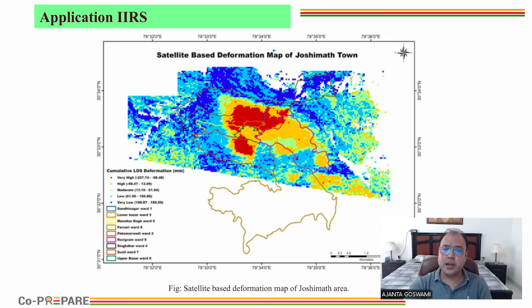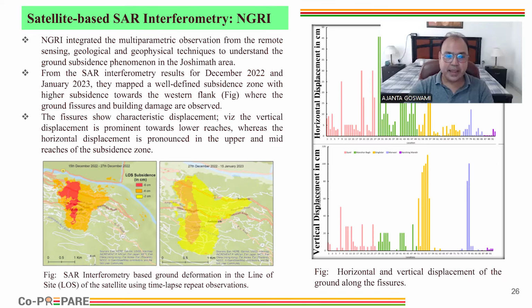So you could see cumulative LOS deformation in millimeter. They have given the scale where very high, high, moderate, low, and very low for different areas. NGRI also did a similar type of study, as I have shown in the first table, where they again did an InSAR interferometric study. What they have done is SAR interferometry-based ground deformation in the line of sight of the satellite using time-lapse repeat observation. This is for the timeline 15 December 22 to 27 December 22. This is for 27 December 22 to 15 January 2023. Here they have given horizontal displacement in centimeter and vertical displacement in centimeter.